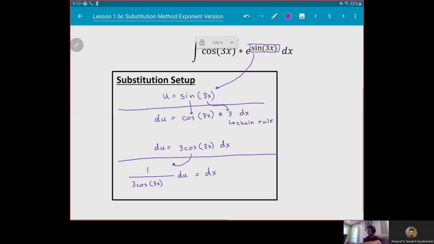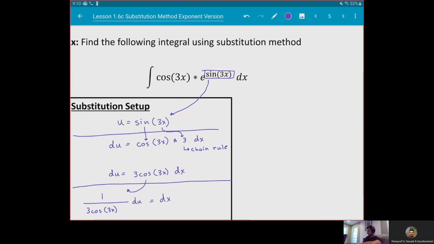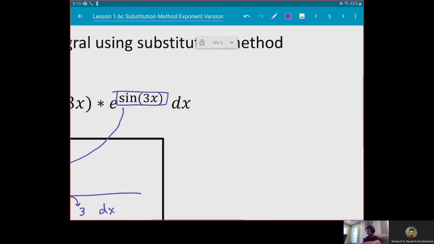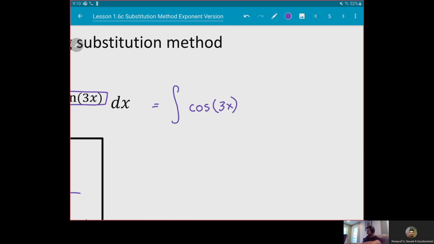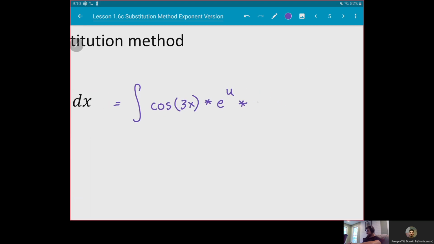Those cosines are going to cancel out, and I'm going to have a fairly nice day at the races. So that's going to be the integral of cosine 3x times e to the u. So that's good, that whole issue is gone. And that's going to be 1 over 3 cosine 3x du.